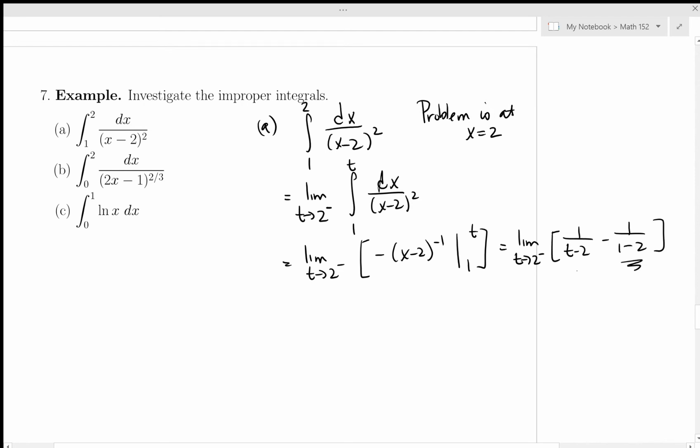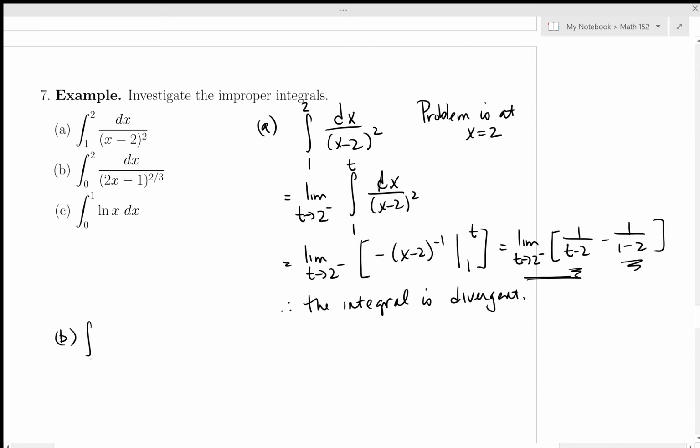That's clearly a number. So we just need to look at this thing here and say, oh, what happens when t approaches 2? That thing blows up. Okay, so this limit doesn't exist. So therefore, the integral is divergent. Okay. All right, next one, B.